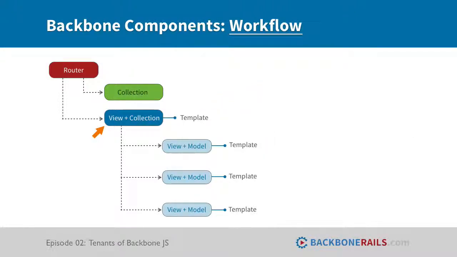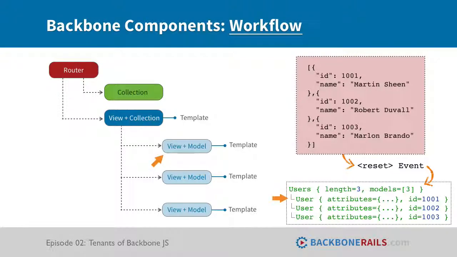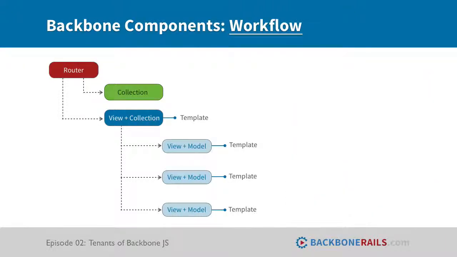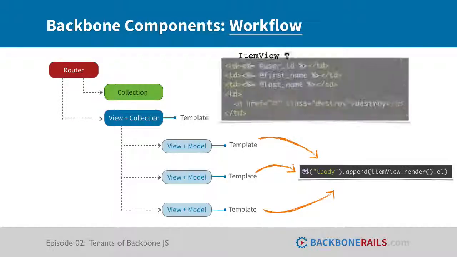Our collection view was also wired up to the reset event, so when the results were returned by the server as JSON, the collection view fired the reset event, and we iterated through each of the models, creating new item view instances per user and passing the model into each of those item views. Our collection view also decided where these item view instances were inserted, which in our case we told each new item view to append itself to the collection view's tbody.